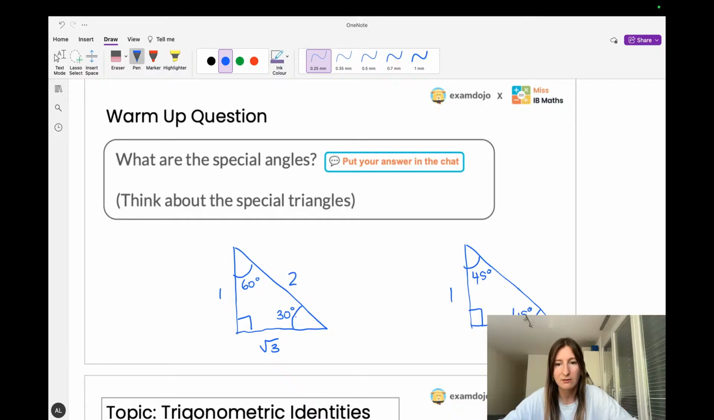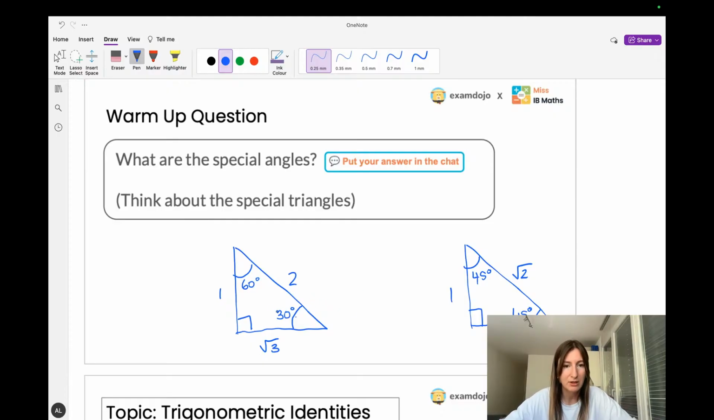45 degrees, sides of 1, and root 2. So these are good to memorize, all those other methods I mentioned. And from here, you can find out sine, cos, and tan of 30, 60, and 45 just with these triangles without a calculator. And this will come up. So it is extremely important that you do remember that.